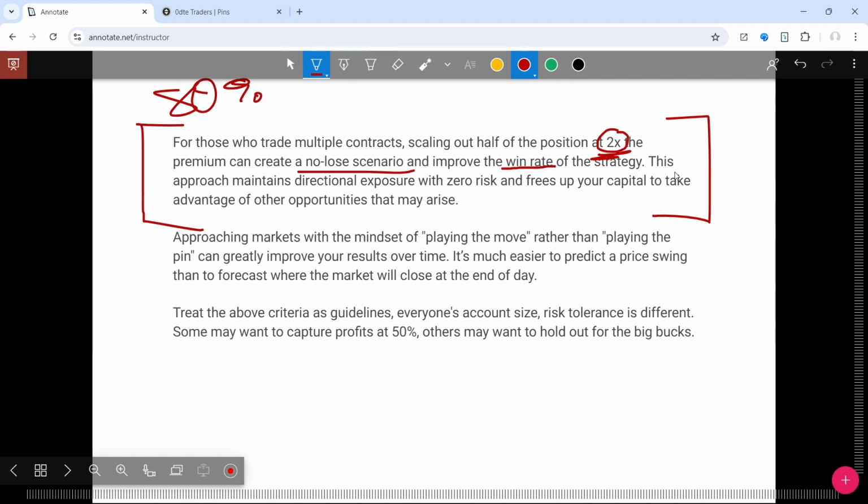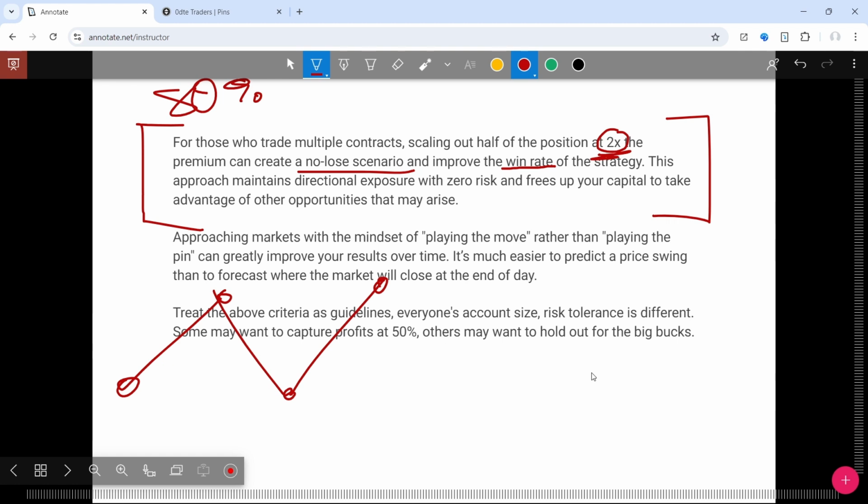And my philosophy when it comes to trading butterflies is perhaps different from others, but I focus more on playing the move than playing the pin. It is much easier to predict where the market is going to move in the short term, like a leg. One leg of the market is much easier to predict than where the market is going to end up at the close. Now, there are some environments, as we highlighted, that have good pinning potential where I can have some conviction to play for the pin. But my general approach is to play the move.